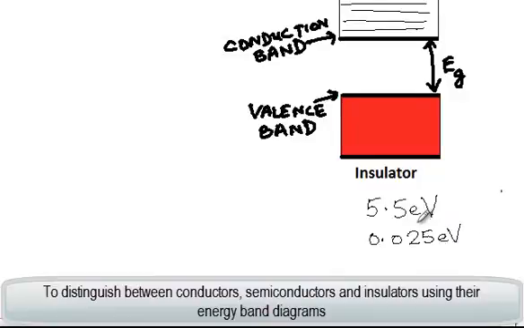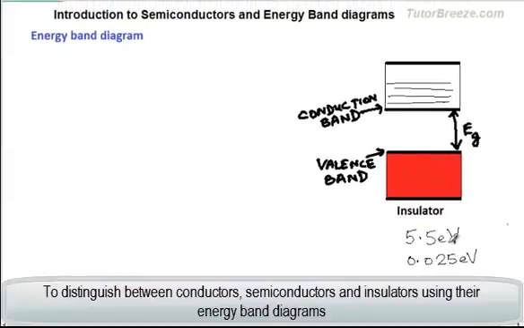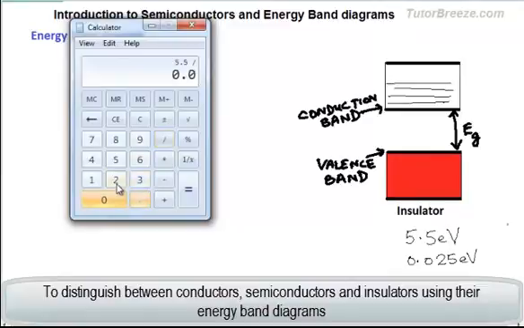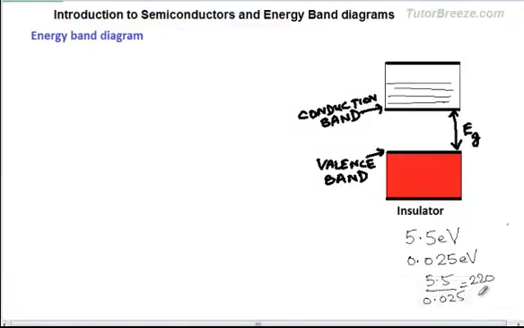So you can see that they would need an energy which is about 220 times more than the energy that they have. So it is not possible for the electrons to jump this gap. So there are no conduction electrons available, and the material is an insulator.